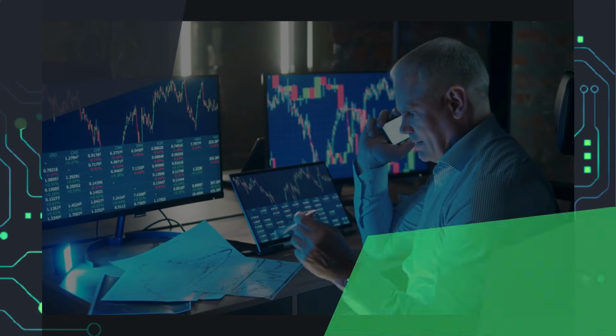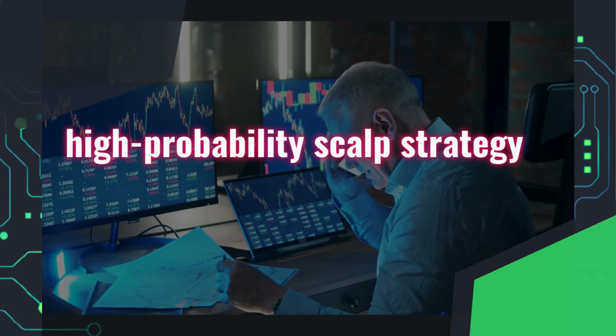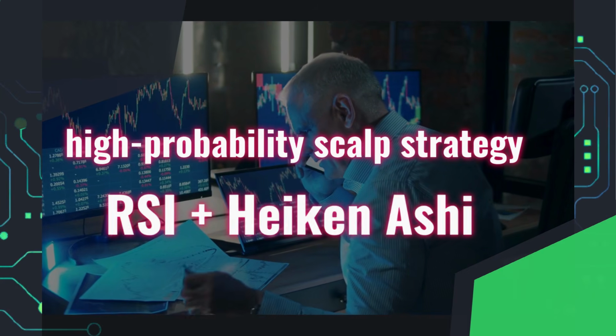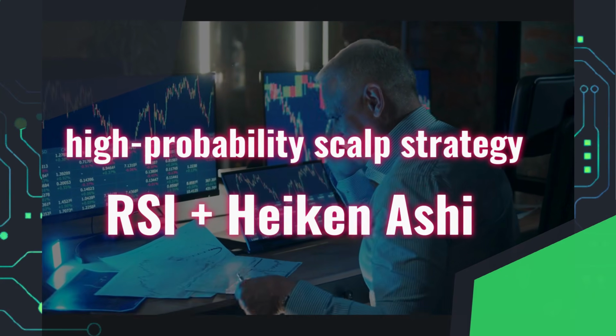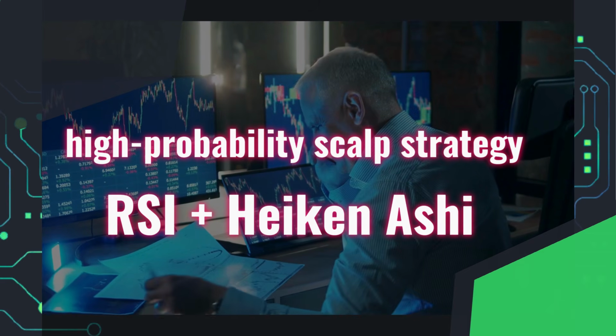Okay, that's today's lesson. You've learned a high probability scalp strategy using RSI and Heiken Ashi. Start by practicing on a demo account and see how it works, and then move to a real account when you feel confident.